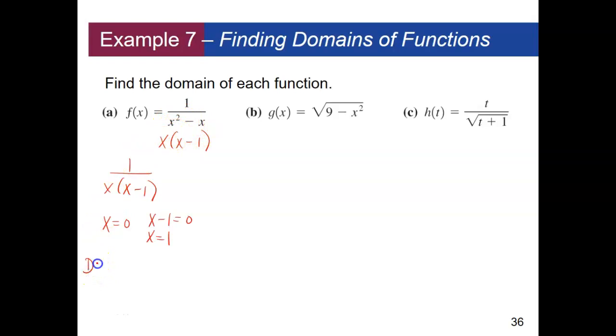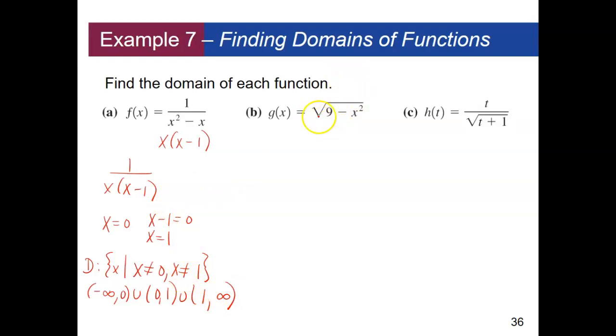So my domain is going to be the set of all numbers except 0 and 1. This could also be written as negative infinity to 0, 0 to 1, and then 1 to infinity if you wanted to write it using interval notation.